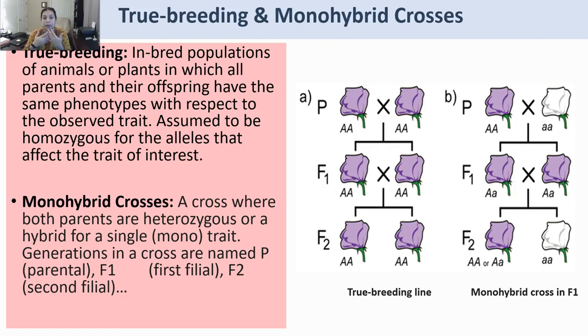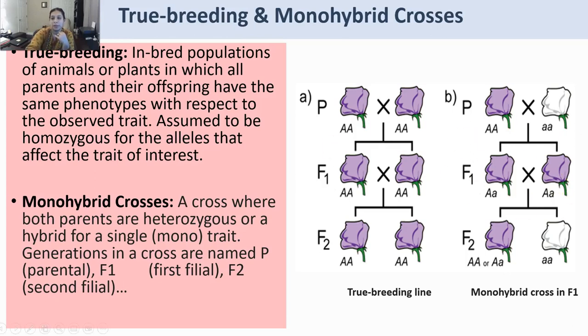Another thing that we do in order to ensure that sometimes we have a true breeding plant is we take what we call monohybrid crosses. A monohybrid cross is a cross between two individuals that are thought to be, or that are, heterozygous or a hybrid for a single trait.